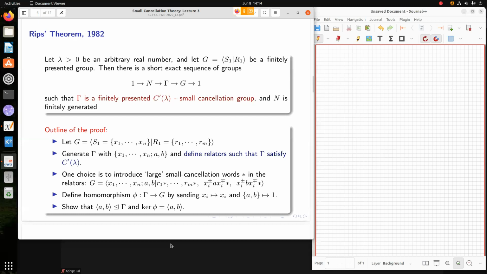Now, how to get that firstly? So we have to choose the relators suitably. One thing let's see first: if we take the generating set x1, x2, xn, the same thing as S1, and this A and B, what we are doing is from this group gamma, we are sending the map to G by sending all these generating elements to themselves identically and sending A and B to 1. And now we can see that the kernel is generated by A and B, and the kernel is a finitely generated normal subgroup.